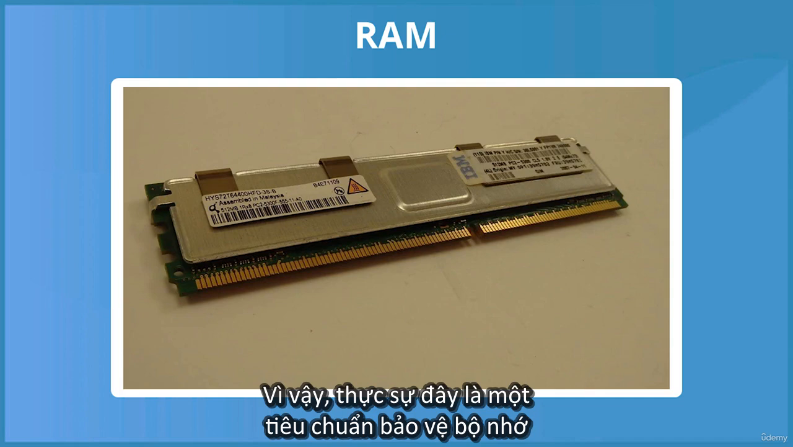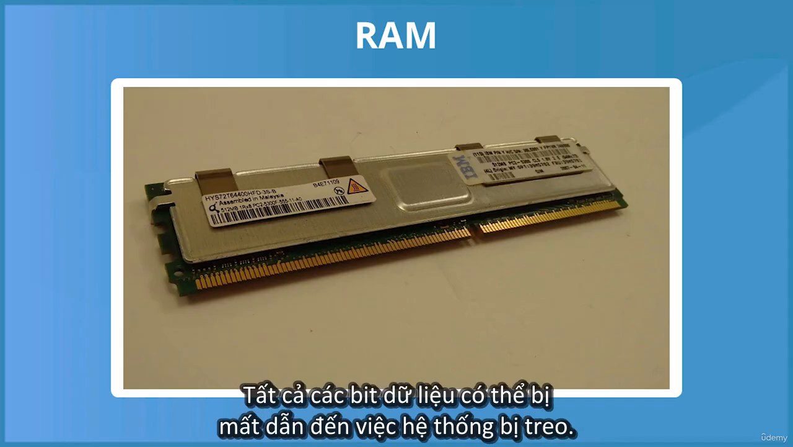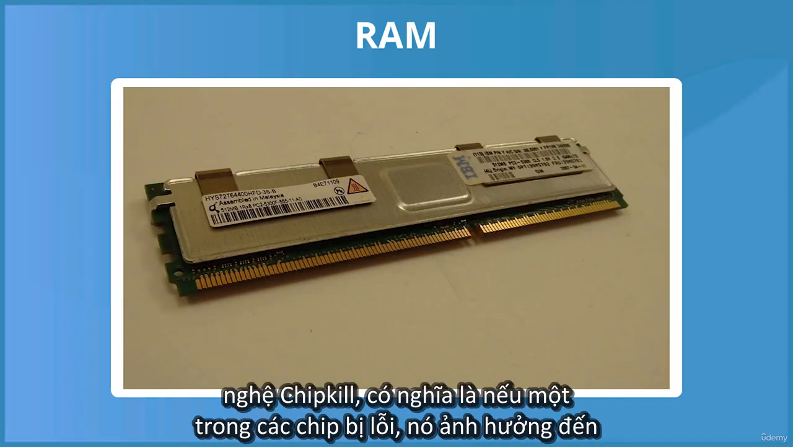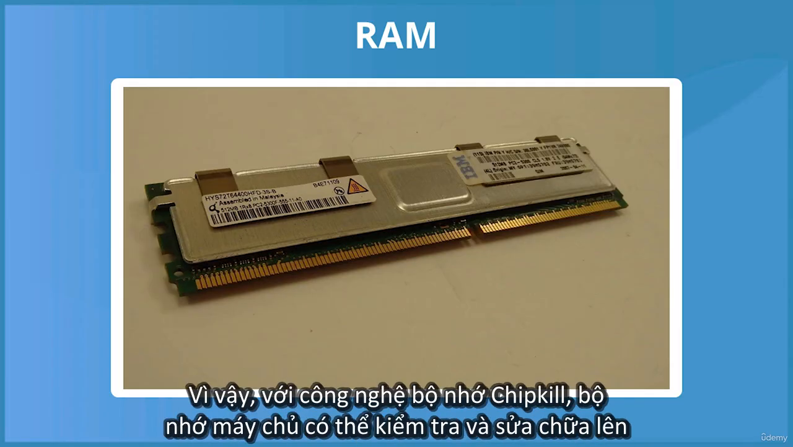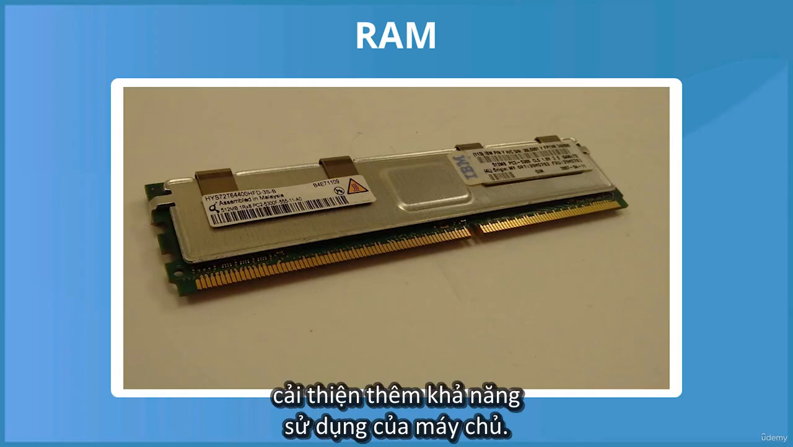Since ECC cannot correct errors of more than 2 bits, all bits of data will be likely to get lost, resulting in system crashes. However, data can be written to multiple DIMM memory chips via chip kill technology, which means that if any one of the chips fails, it affects a certain bit of a data byte rather than the normal operation of servers. So in addition, with chip kill memory technology, server memory can check and fix up to 4 bad data bits at the same time, further improving the server usability.